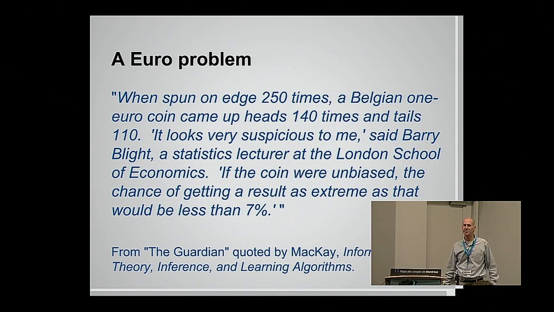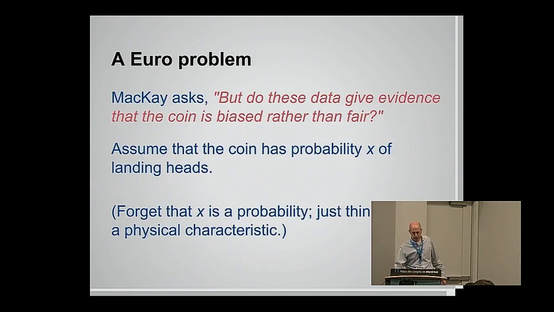And so the summary from the statistician is, this looks suspicious. This data suggests that this coin might be biased. Okay? And MacKay's question is, from a Bayesian point of view, do these data give evidence that the coin is biased rather than fair? So the framework we're going to use, we're going to assign a value x to represent the probability that the coin will land heads when spun on edge.